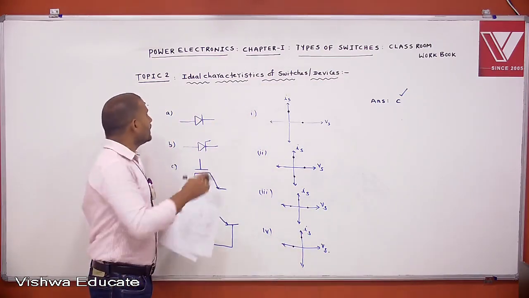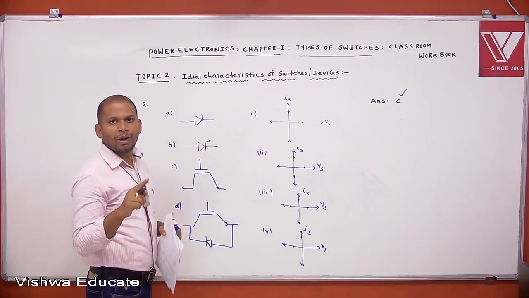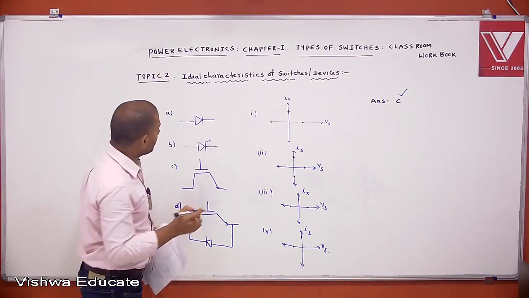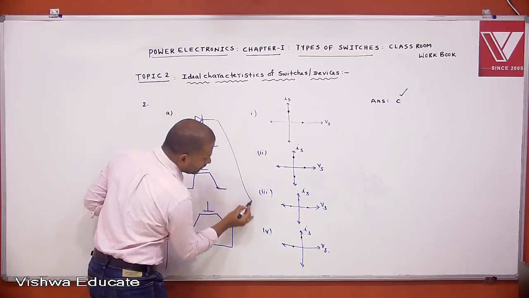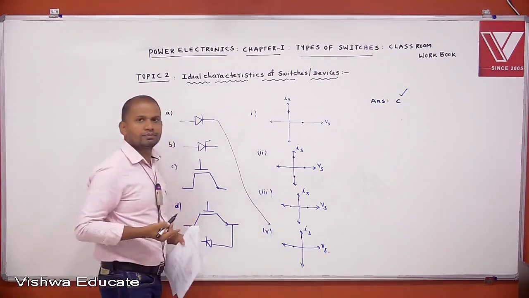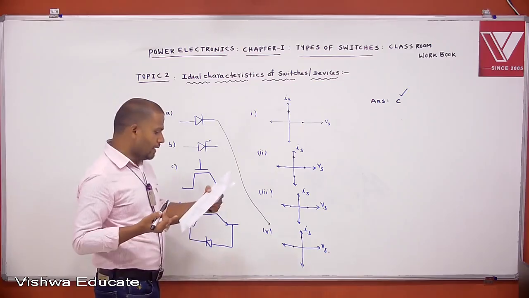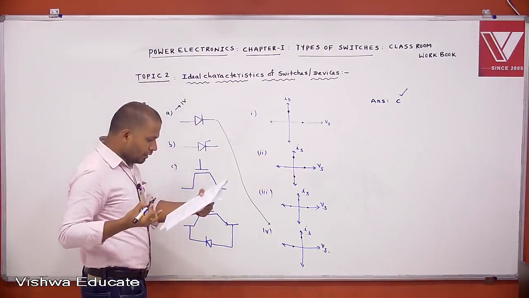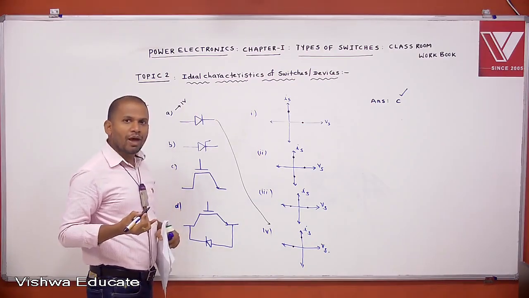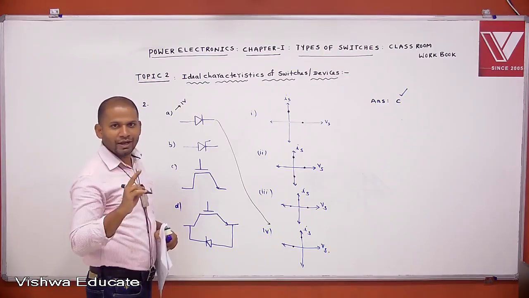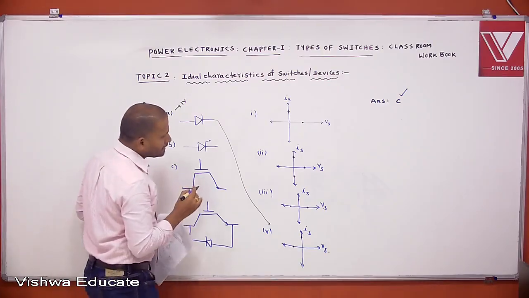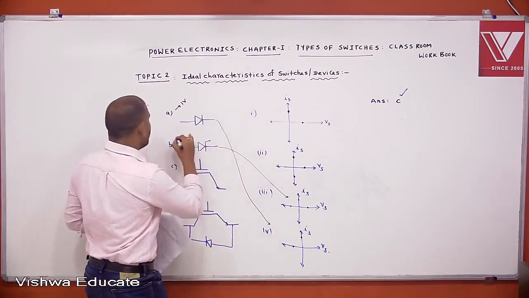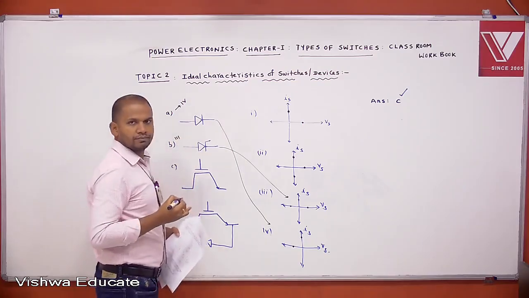Diode, that you know. Diode blocks which voltage? Reverse voltage. Allows which current? Forward current. Then which is the matching? A is matching with 4. Understood? Second, thyristor. Thyristor blocks both the polarities and allows one direction, which I already gave in the concept. Then B is matching with the third one.